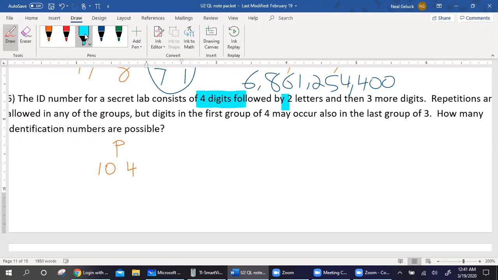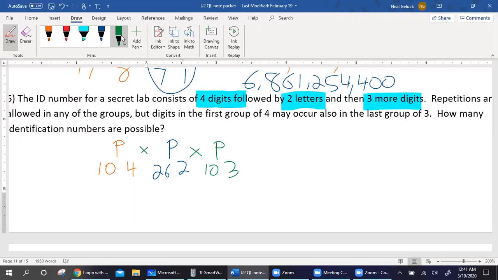For the second part, then there's 2 letters. So AB is different than BA, so that's going to be another permutation. There are 26 letters to choose from, and I'm picking 2. Finally, there's 3 more digits. So that's going to be a permutation of 10 choices, picking 3. Just like I did on the baseball problem, I'm going to multiply these all together.